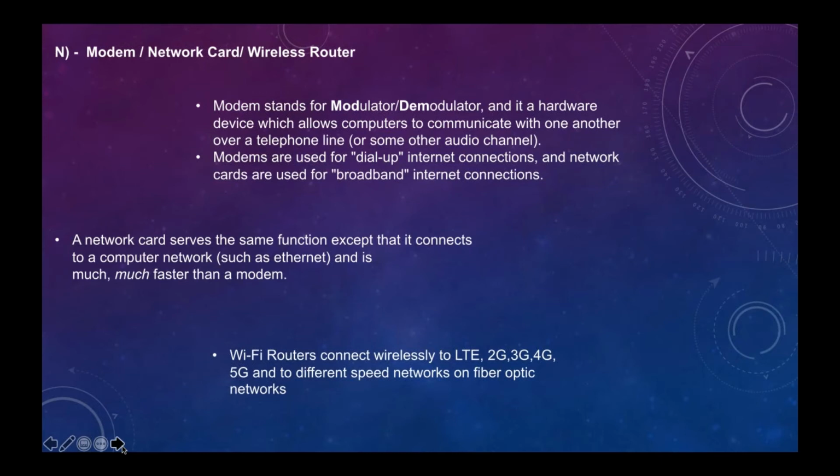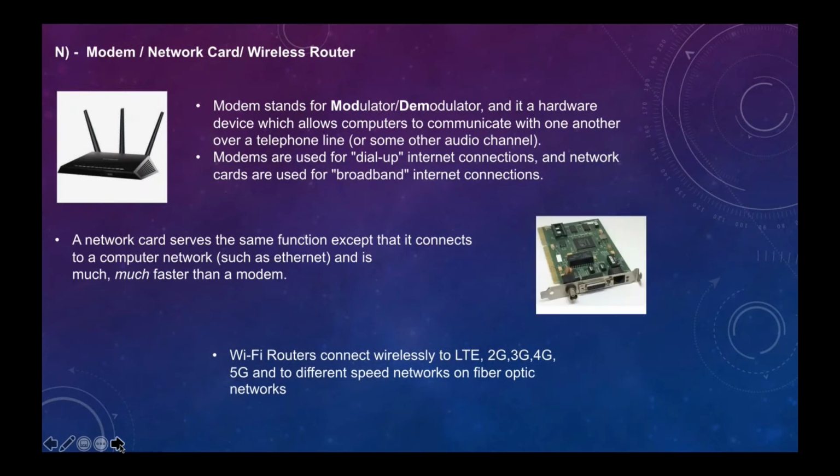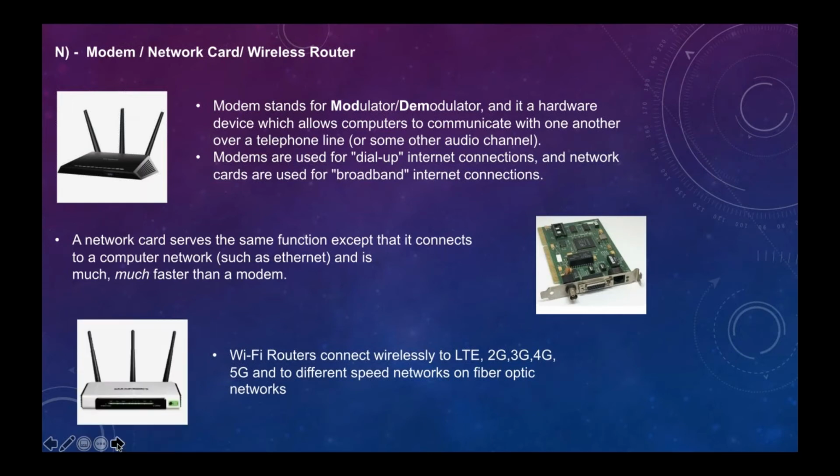And then we also have a network card that serves the same function, except that it connects a computer to a network such as an Ethernet and is much faster than a modem. So it's also one place where internet can be connected through. Basically that is how your modem looks. And this is how your network card looks. And the routers, you've got routers like this, some that have 5G capability.